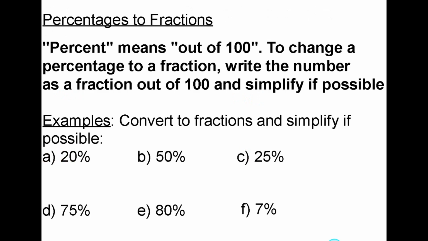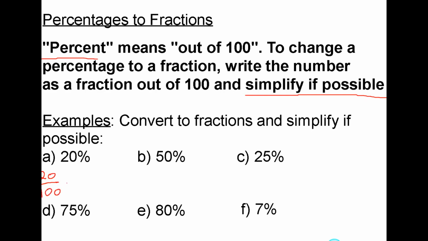To change a percentage to a fraction is very similar, because percent means out of 100. So to change a percentage to a fraction, we write the number as a fraction out of 100, which is the same as dividing it by 100 really, and then we simplify if we can. Let's have a look at these examples. So for the first question, we want to change 20% into a fraction. So I'm going to write 20% as 20 over 100 and then simplify if I can.